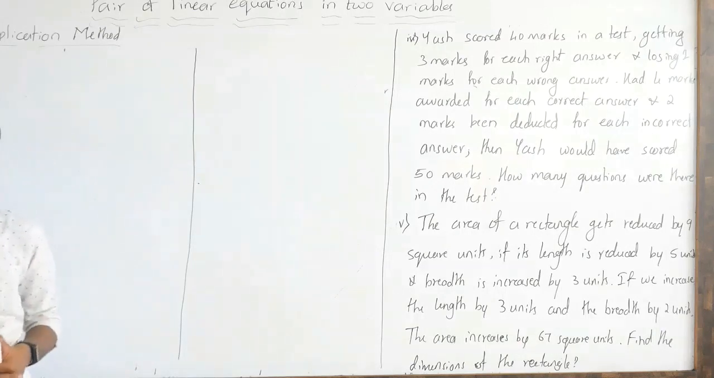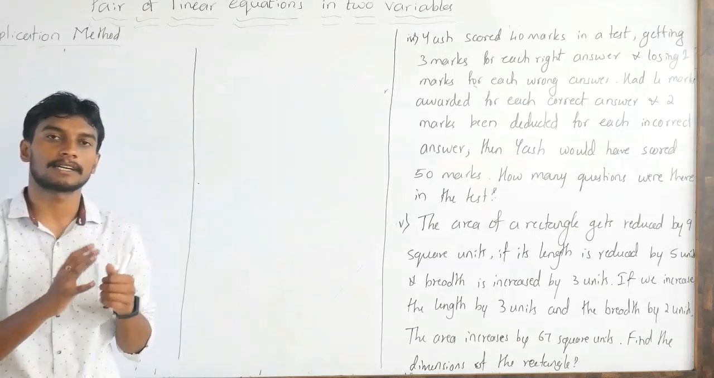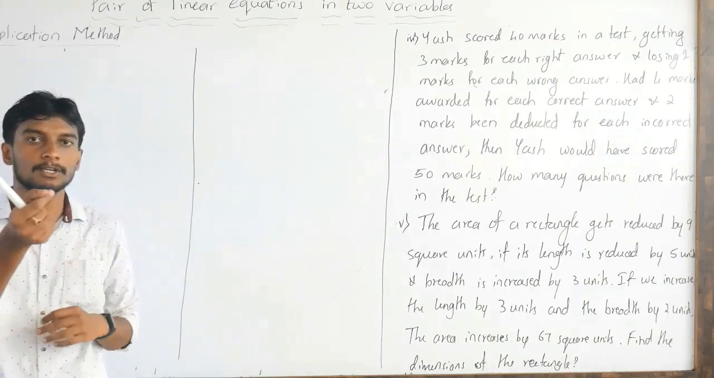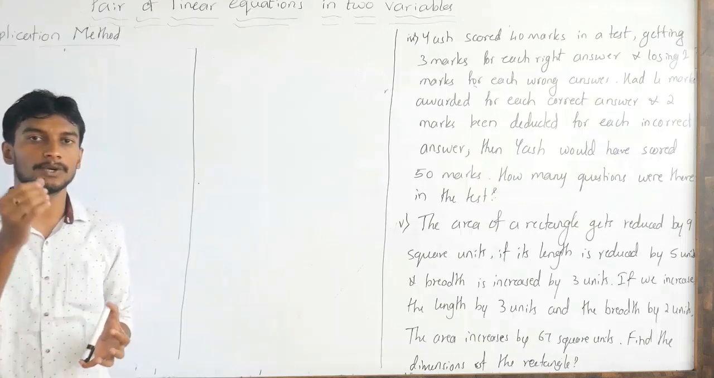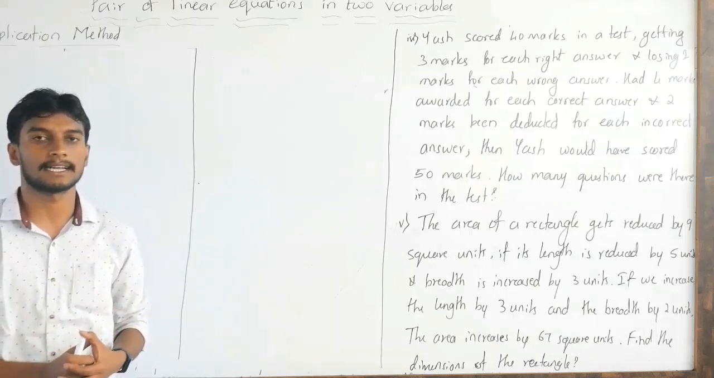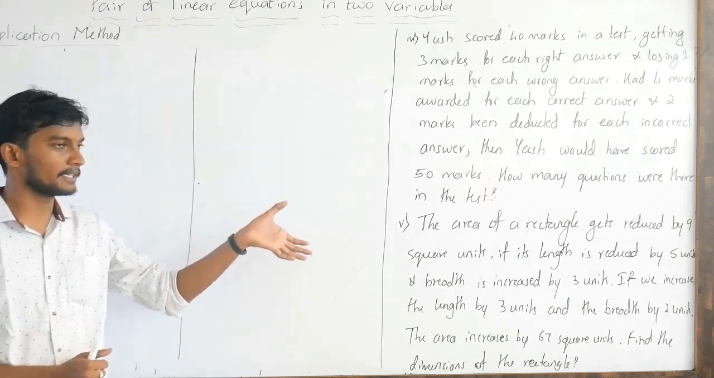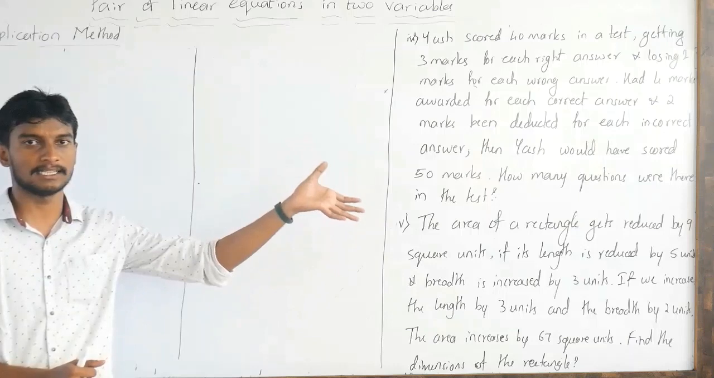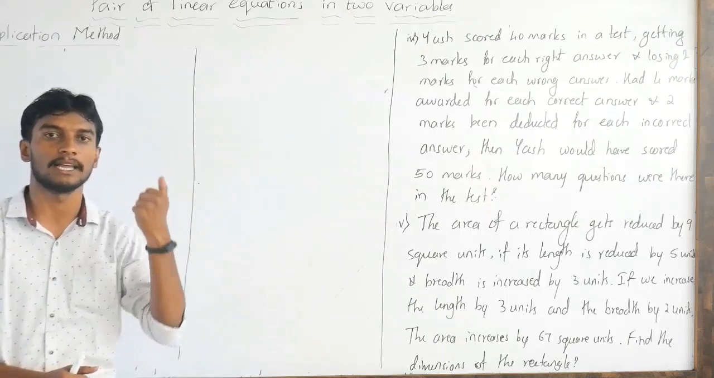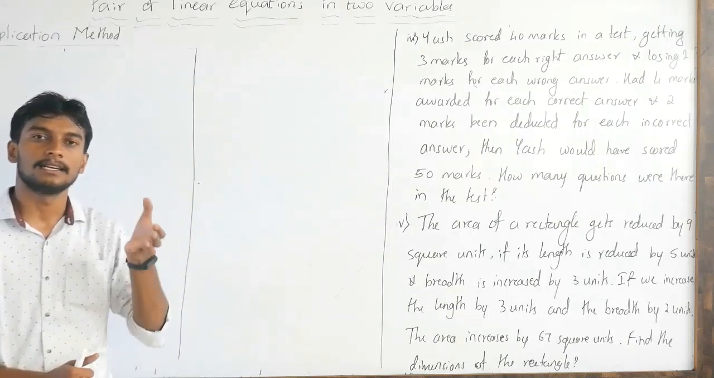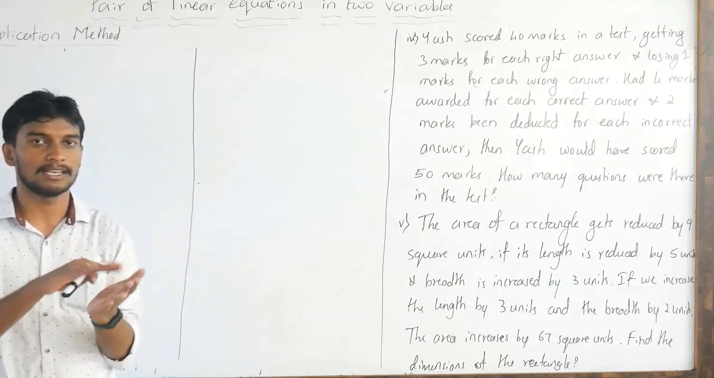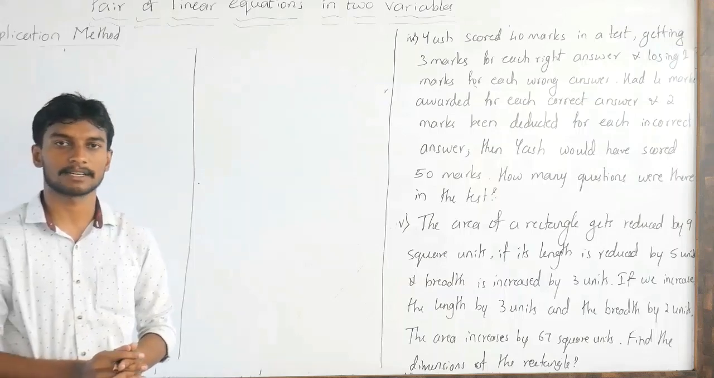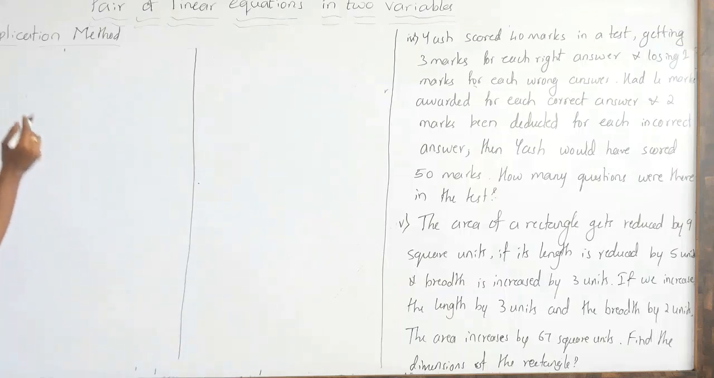What are the dimensions of a rectangle? The dimensions of a rectangle are length and breadth. Using the length and breadth, you are going to find the area of the rectangle and also the perimeter of the rectangle. So here the problem is based on the area of a rectangle. If you consider the length as x and the breadth as y, what is the area of the rectangle? The area of the rectangle is xy, because length into breadth means x into y. So using all those, we have to solve the problem.